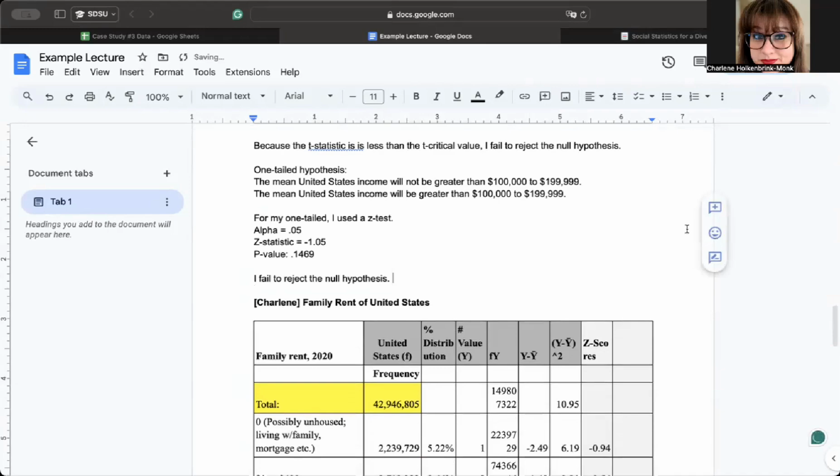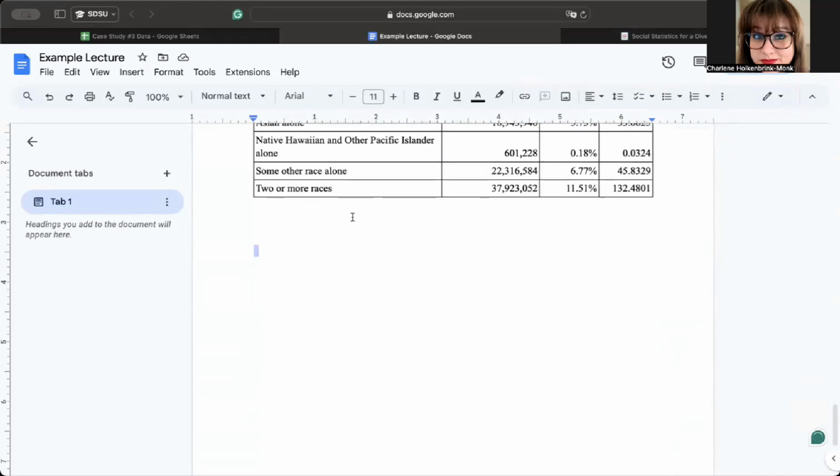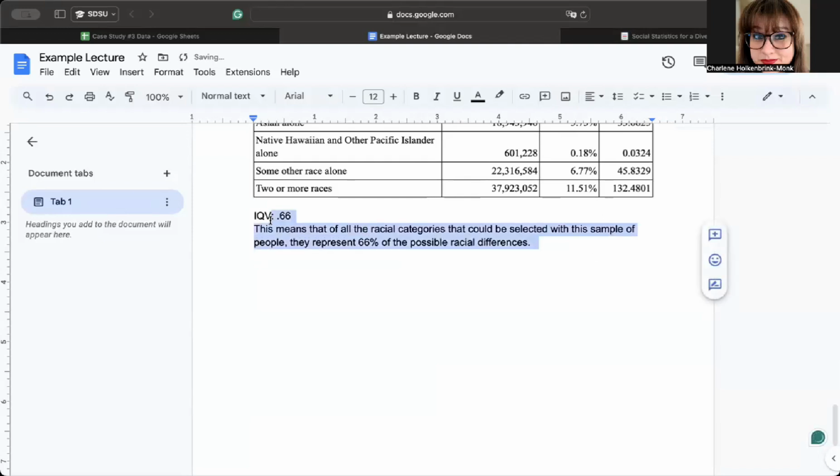So you're going to do this again for your rent. Same thing. These need to be filled in. And then you'll have your IQV, right? IQV equals, in my particular case, 0.66. This means that of all the racial categories that could be selected with this population, or the sample rather, of people, they represent 66% of the possible racial differences. So that's what you're going to be looking at, right?